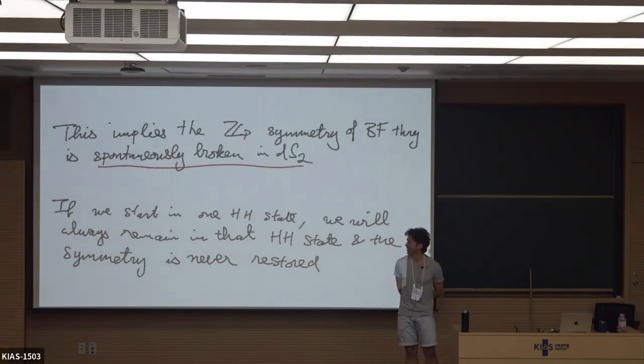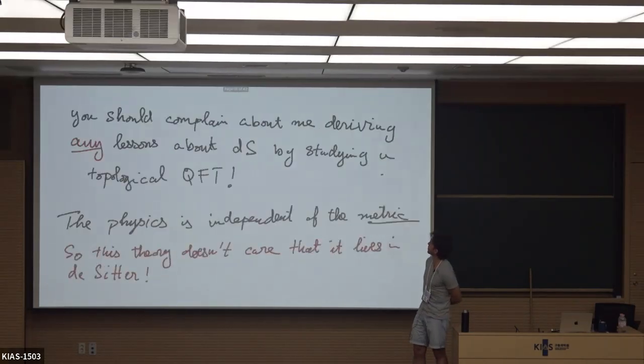Okay. So very good. I even prepared a slide about this. You should complain about me deriving any lessons about de Sitter by studying this topological quantum field theory. The physics is independent of the metric, so this theory doesn't care that it lives on de Sitter. And the conclusion that I draw is independent of the background. So the fact that I have spontaneously broken the symmetry doesn't tell you very much.